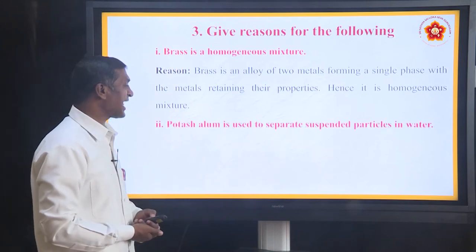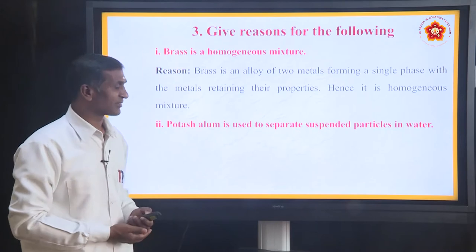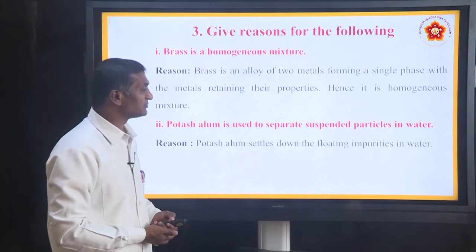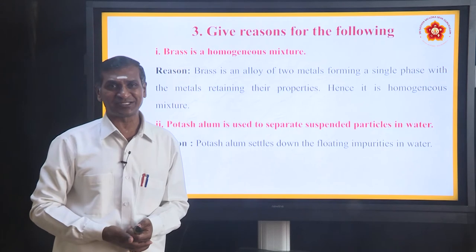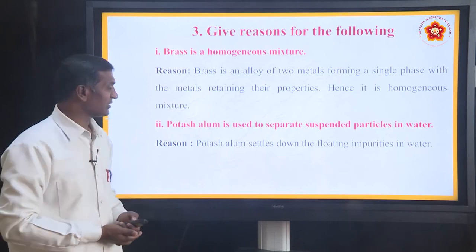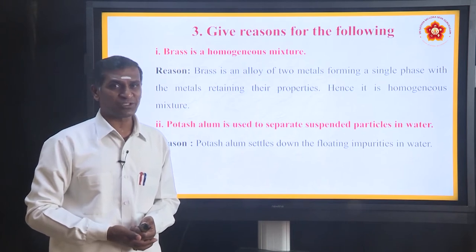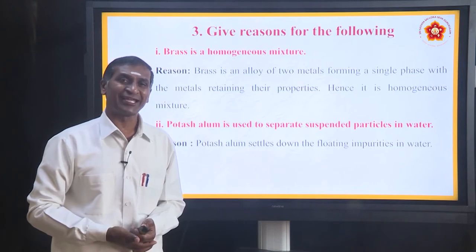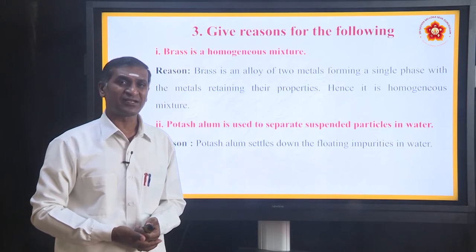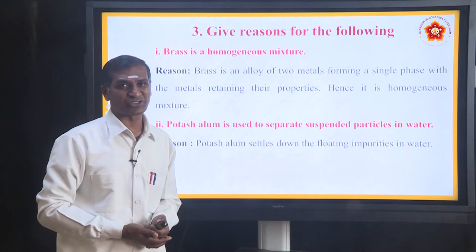Second one, potash alum is used to separate the suspended particles in water. The answer or the reason for that, potash alum settles down the floating impurities in water. So it is used to separate the suspended particles in the water. The chemical name of potash alum, the formula, if I want to tell, K2SO4, Al2(SO4)3, 24H2O. It is potassium sulfate and aluminium sulfate, which are having more water molecules, that is 24H2O.